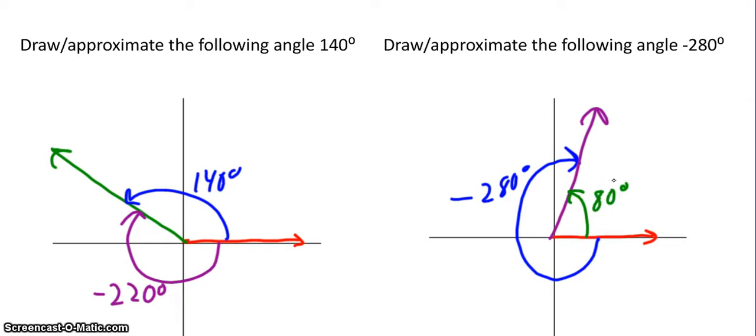This is going to come into play a little bit later as well. These are what we call coterminal angles. Don't worry about that until we talk about that. But we want to understand how we can draw both a positive and a negative angle with the same initial and terminal side.